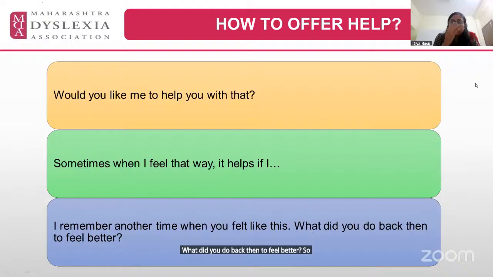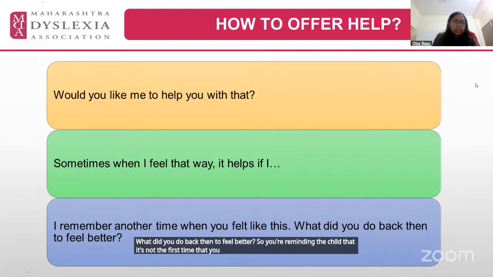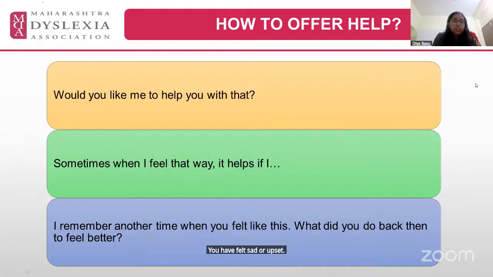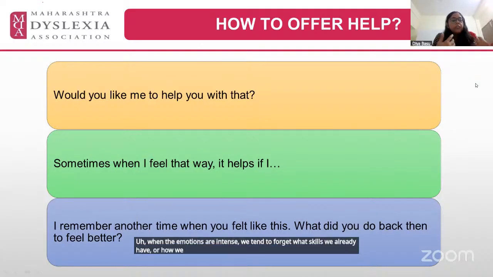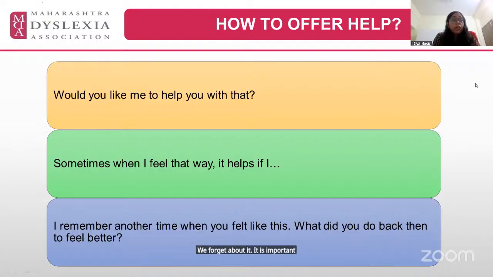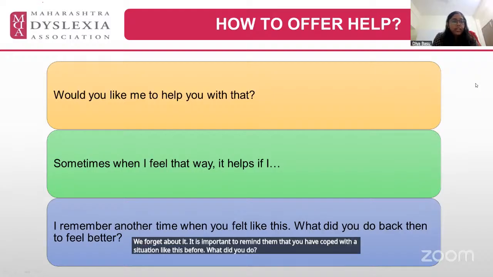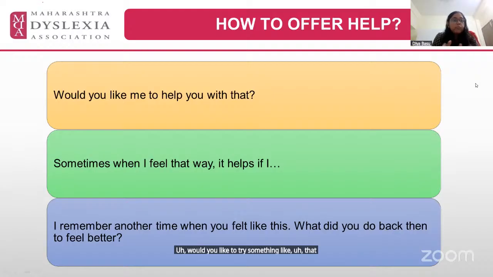So you're reminding the child that it's not the first time that you are feeling sad. You have felt sad or upset before also. How did you cope at that time? You are reminding the child that the child has certain coping skills in their kitty. When the emotions are intense, we tend to forget what skills we already have or how we had coped with a previous situation. It is important to remind them that you have coped with a situation like this before. What did you do? Would you like to try something like that again? So that could be a conversation.